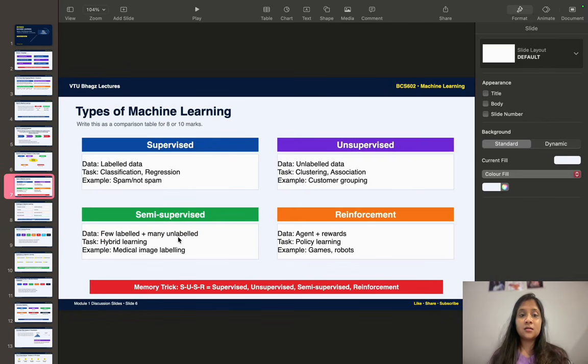And these are the types of machine learning: supervised, semi-supervised, unsupervised, and reinforcement learning. Okay, so what data is being used for each of the types of machine learning? Which data is being used for supervised, along with the example, has been given. So if you remember this chart or this slide, it's very easy for you to write the theory for types of machine learning.